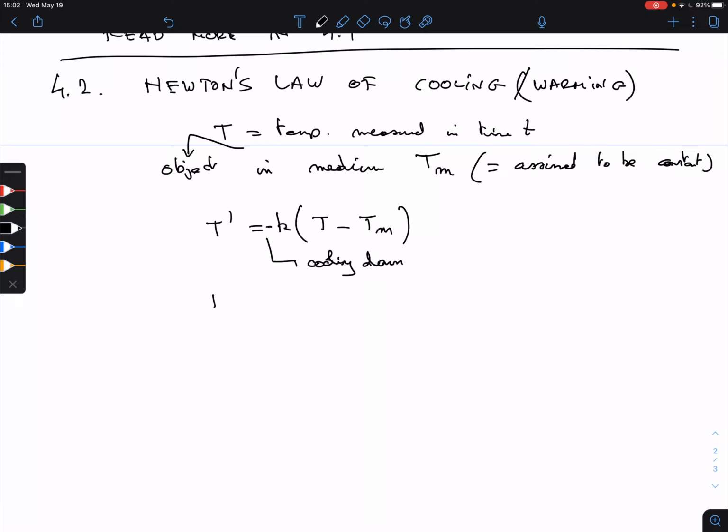So let's write down what this means here. If I factor this out, it's minus kT plus kTm. So I'm going to put this here, bring this to the other side, the ones with T. Remember, T is now the function, right? Capital T is the function, little t is the variable. And this Tm is perhaps misleading. You might think, oh, this is also a variable. No, Tm is, as I said, constant.